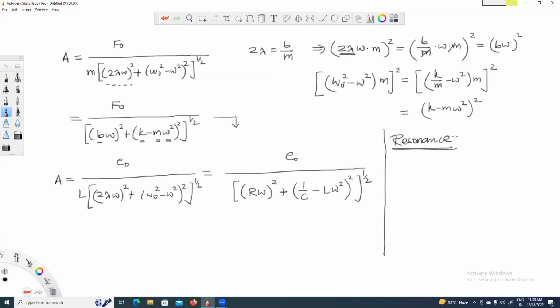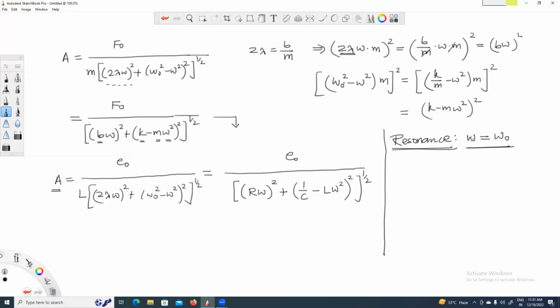So resonance, when does it occur? It occurs when my forcing function frequency is exactly equal to the natural frequency with which the system oscillates. In that case, the amplitude of this solution, which is displacement in the case of a mechanical oscillator and charge in the case of an electrical circuit, will shoot up and increase.